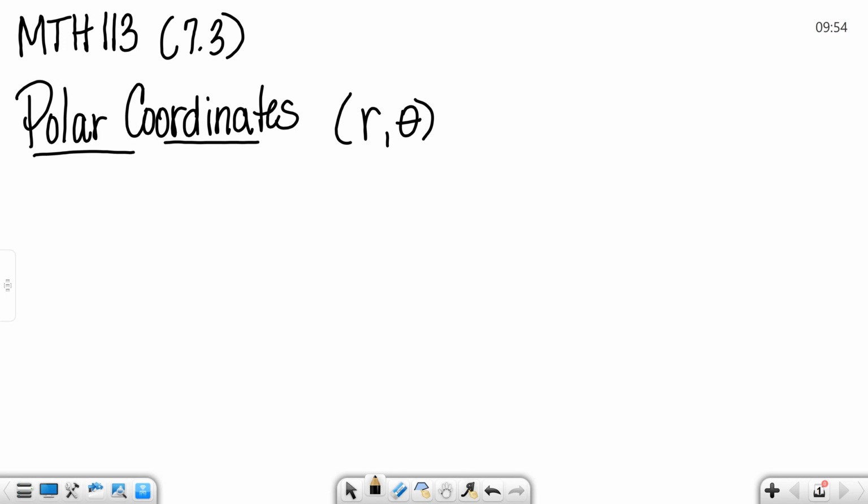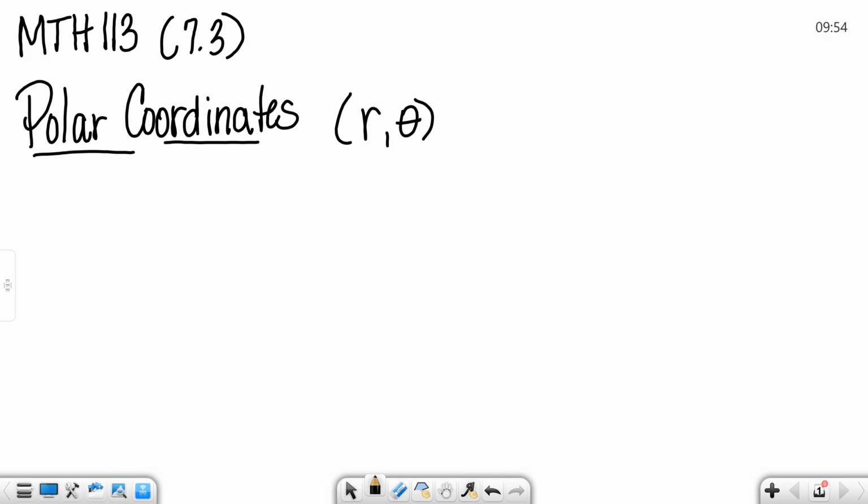Math 113, Lesson 7.3 covers polar coordinates. Now, rectangular coordinates are what we're used to working with, and ordered pairs are typically x and y. But in the polar coordinate system, our ordered pair would be r and theta. And theta is going to be in radians most often.